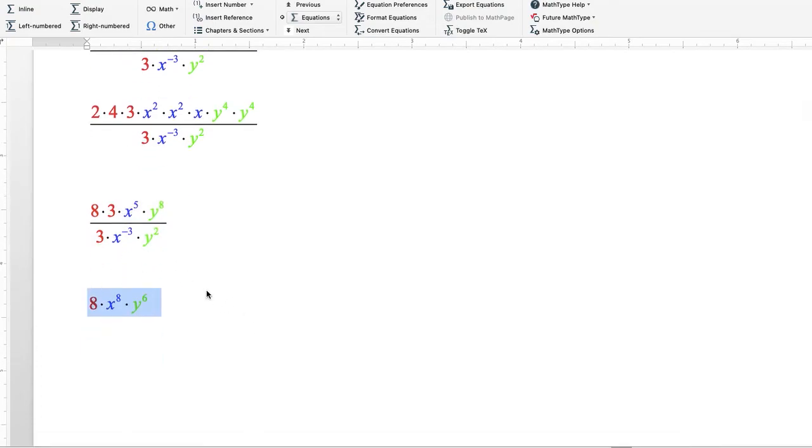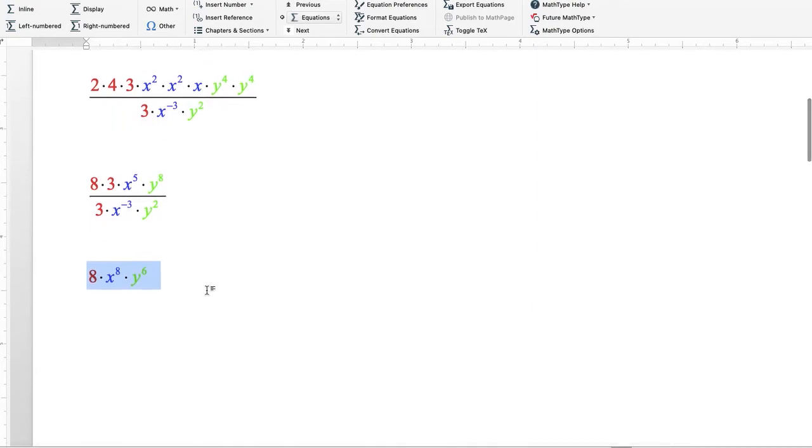So I've organized myself. All the numbers go together. All of the x terms go together. All of the y terms go together. And in multiplication, we can reorder so that we can group like terms together. That's it. We've got 8x to the 8th times y to the 6th.